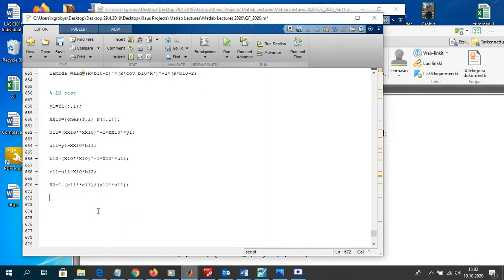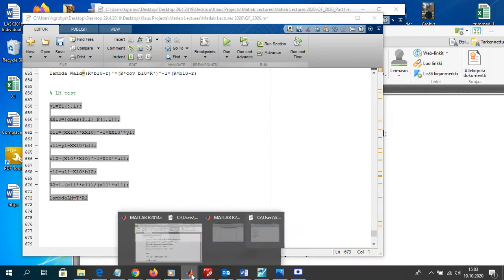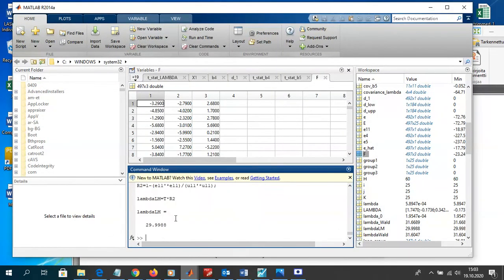Now the corresponding test statistic for the LM test, let's denote it as lambda LM, is defined as what? It's an asymptotic test, so it's T times R squared. So it's the number of observations times the R squared of the auxiliary regression. And hopefully what we get out now is a value very similar to what we have from the Wald test. It would be basically the same.